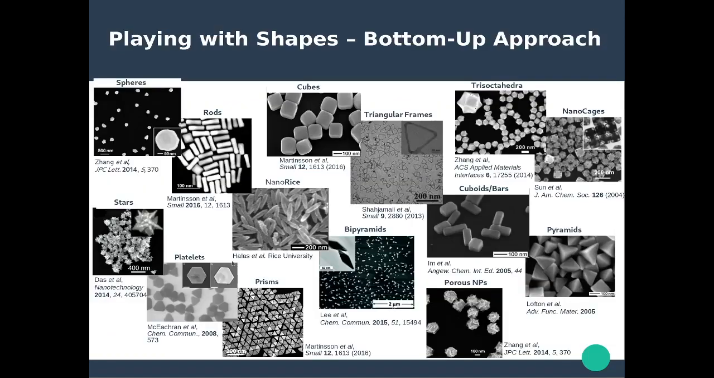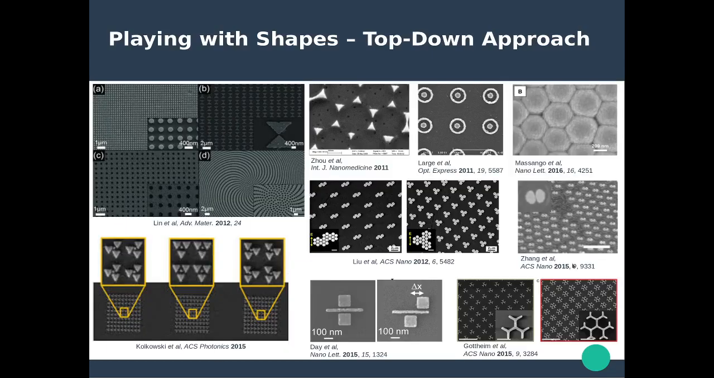So we can play with the shape of the particles. People have been able to synthesize, using bottom-up approaches, so chemical synthesis, a very wide range of geometries and compositions. And this is just a very small sample of what you can find out there, from very simple nanospheres to more complicated nano cages that are basically hollowed cubes, or very nice pyramids. You can also play with the shapes using a top-down approach, which is basically lithographic techniques, depositions, evaporation. These are large-scale techniques, typically on substrates, as opposed to the previous ones, which are in colloidal solutions.